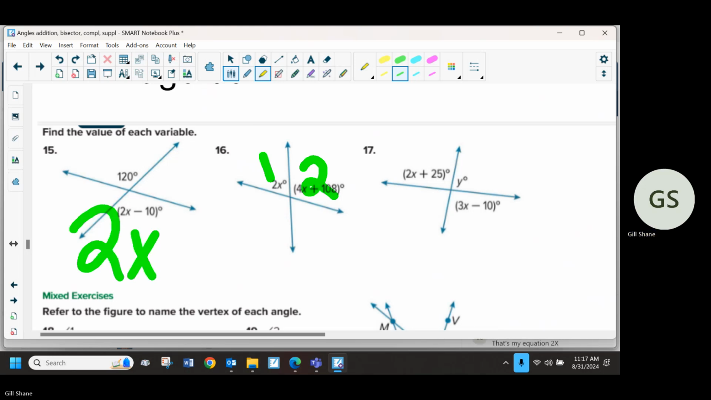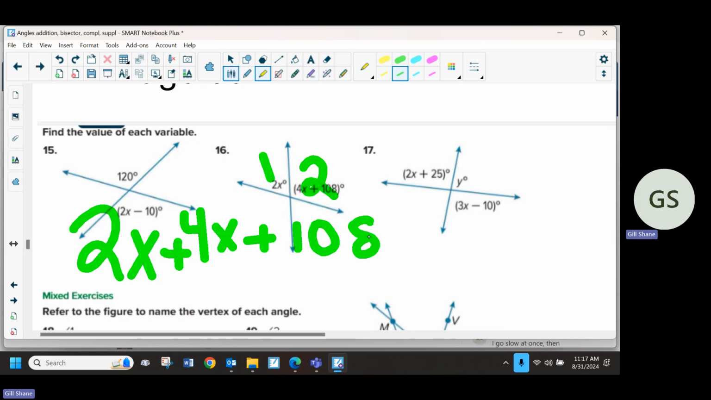2x plus 4x plus 1, and that equals 180. These are the two main concepts you've got to get down in this lesson.